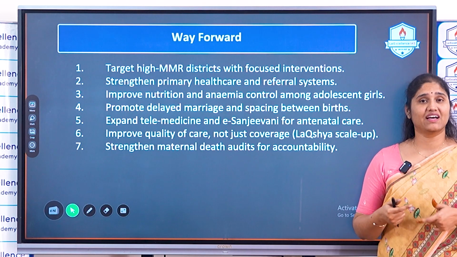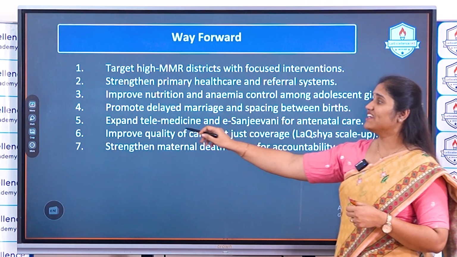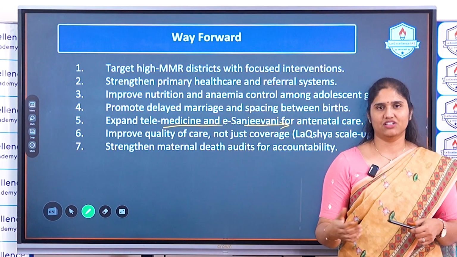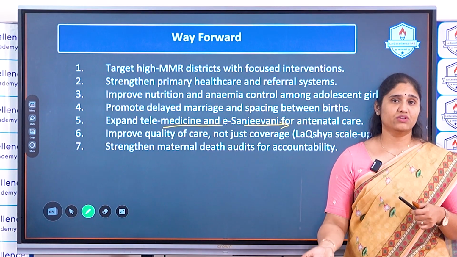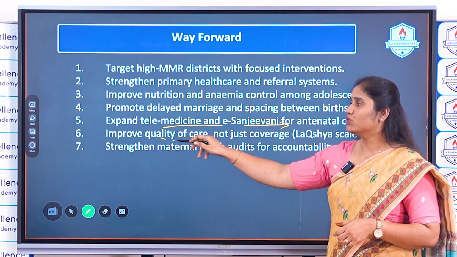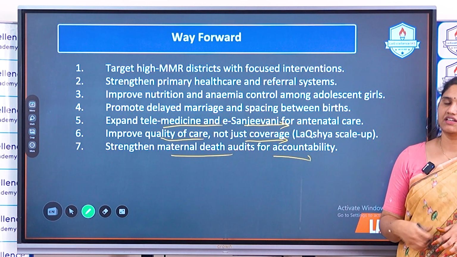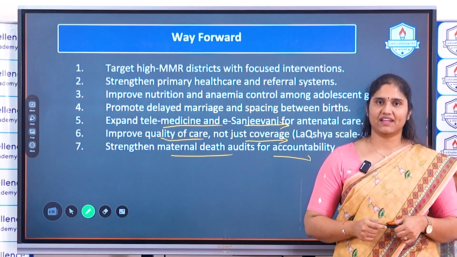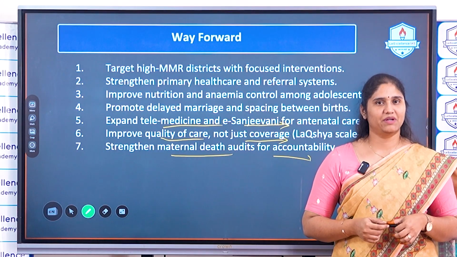This spacing between births allows the woman's body to recover and have a safe pregnancy and safe childbirth. Then we expand telemedicine and e-Sanjeevani for antenatal care. With the help of AI and networking technology, we can provide telemedicine to rural communities, and antenatal care knowledge can be imparted to them. Then we are trying to improve the quality of care and not just coverage, strengthening maternal death audits for accountability. Through this we can reduce the maternal mortality rate, increase institutional deliveries to 100%, and reach the sustainable development goals.